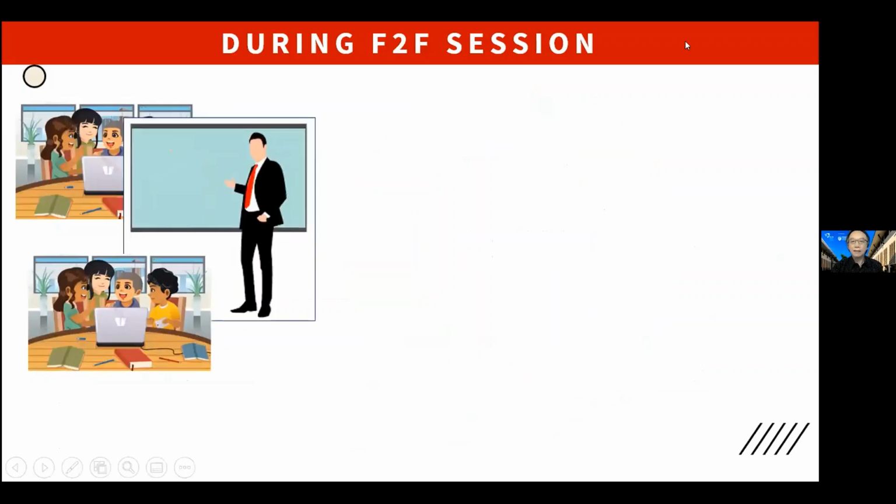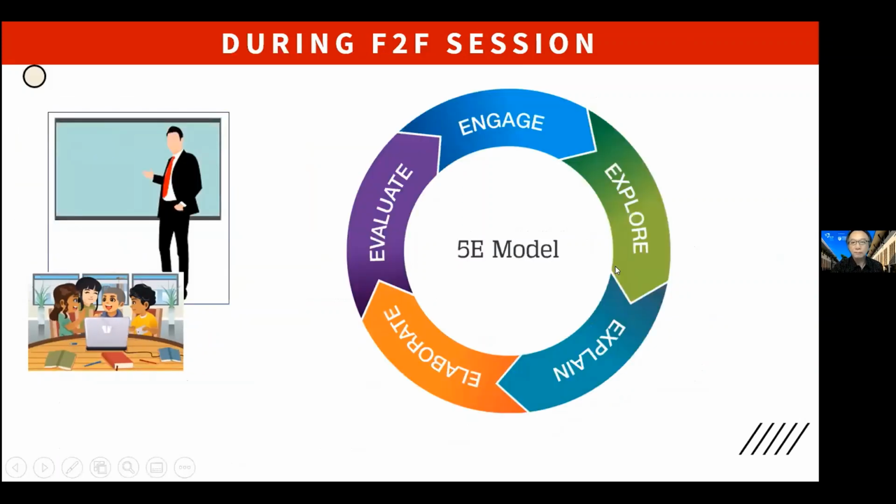Now, during the lesson, I tried to use what has been called the 5E model. The 5E model is very easy to remember because all the big words begin with E. Engage, explore, explain, elaborate, and evaluate. That's what I do.